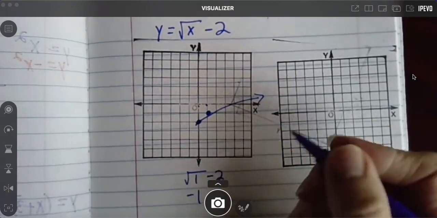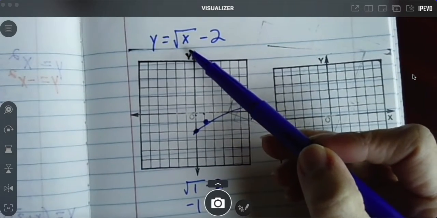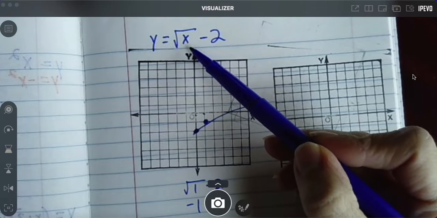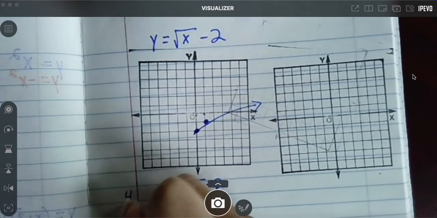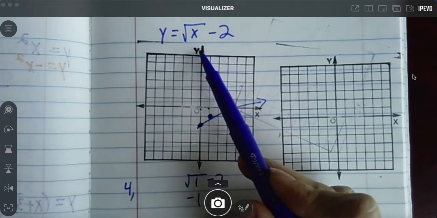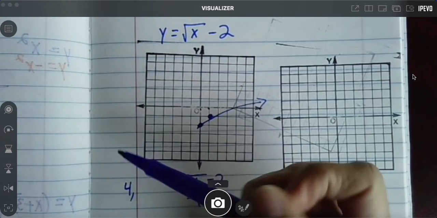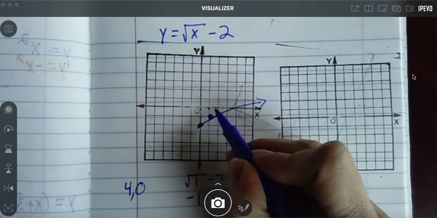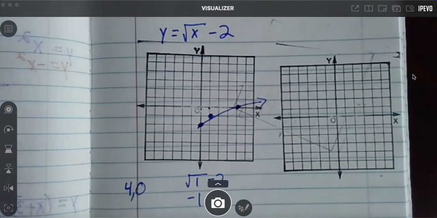If you wanted another point, I wouldn't plug in 2 because I don't know the square root of 2. Would I plug in 3? No. But what could I plug in? 4? Yes. So if I plug in 4, what do I get for my y value? What's the square root of 4? And what's 2 minus 2? 0. So I would go over 4 and stay there. And see, it did pretty good. It's just that little curve.